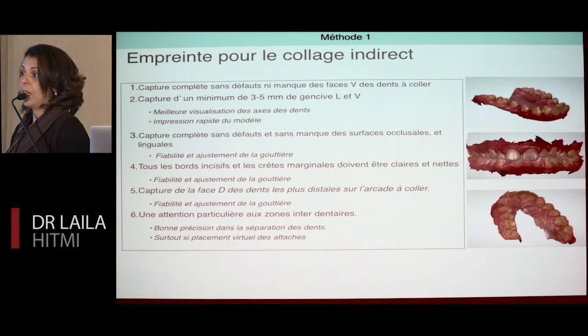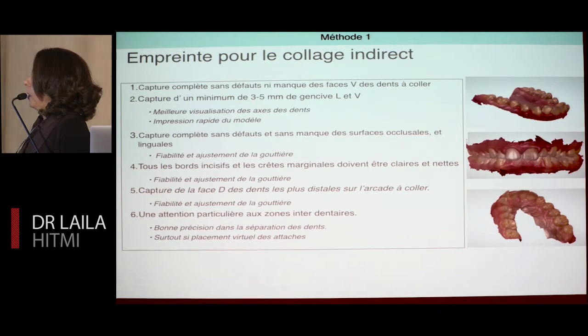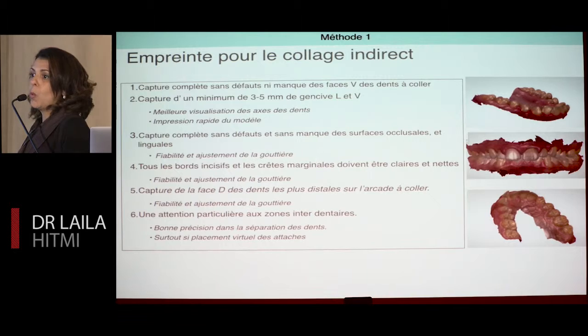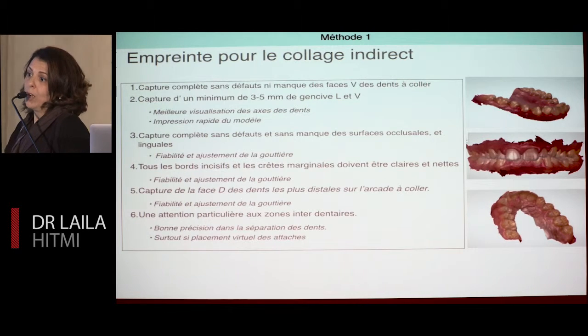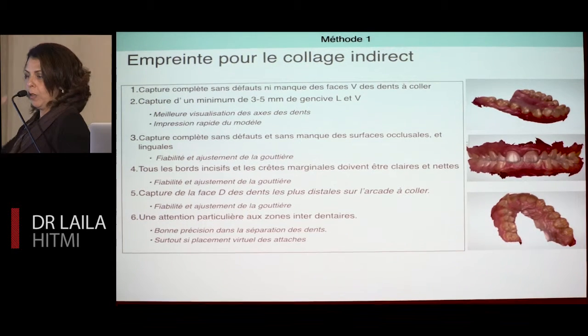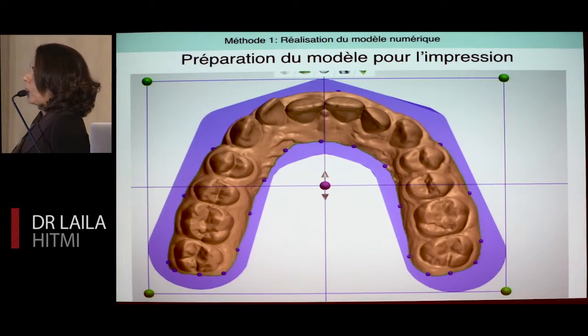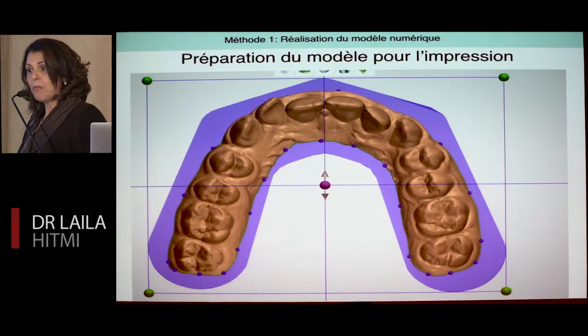And also pay attention to the interproximal areas, especially if you're going to use the second and third methods with virtual positioning, because you have to separate the teeth virtually, and therefore you have to be extremely accurate on the interproximal aspect. Finally, it is necessary to take 3 or 5 millimeters of soft tissues in order to visualize the orientation. No more. 3 millimeters are enough, because otherwise the impression time would be too long. But you have to simply be able to see the orientations.